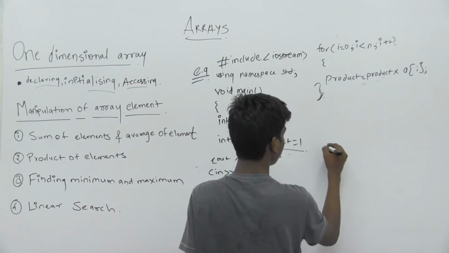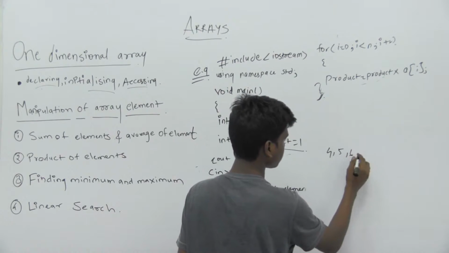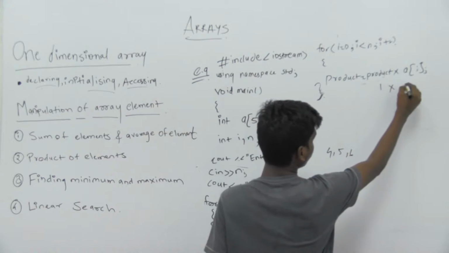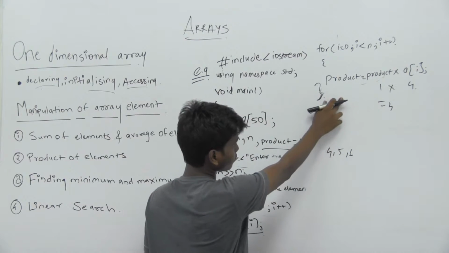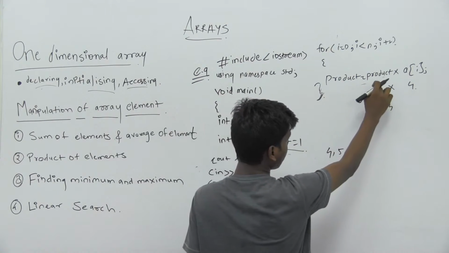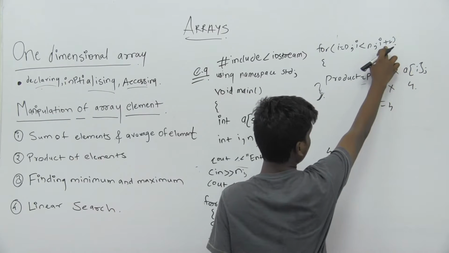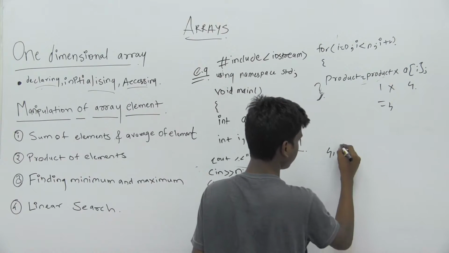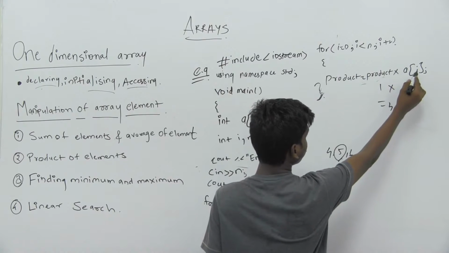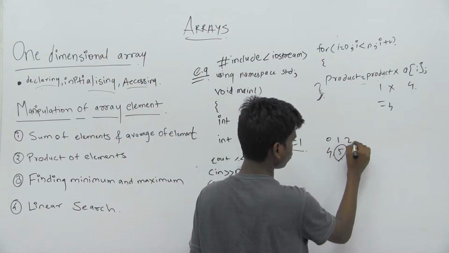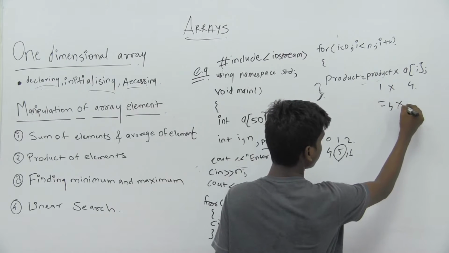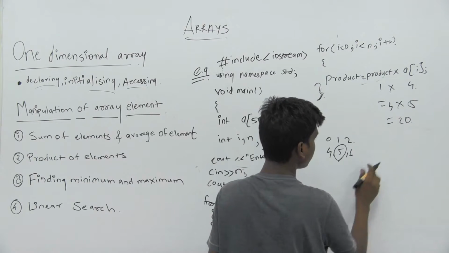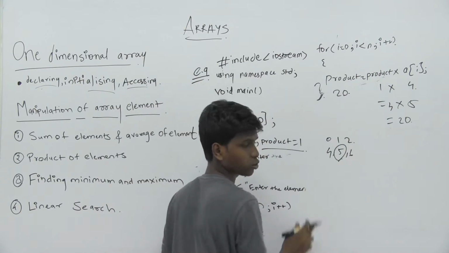So if we had the numbers 4, 5, 6, then 1 into 4 is equal to 4, so the product value is 4 here. Then 4 into the next number after incrementing, that is a of 1, that is 0, 1, 2. a of 1 is 5, then 4 into 5 is 20. Now the product value is 20.